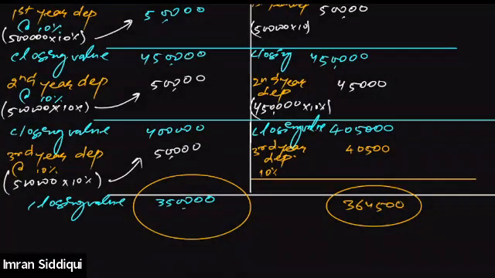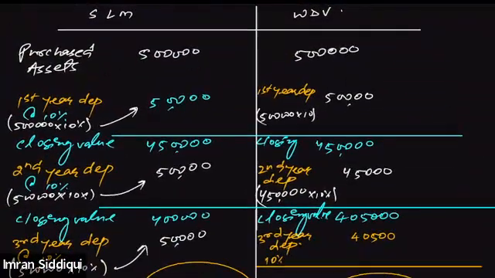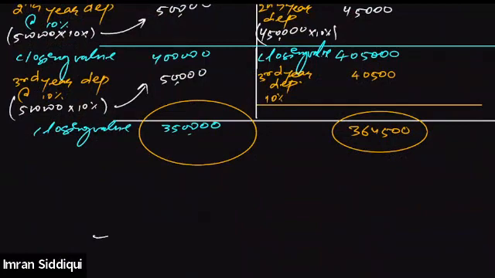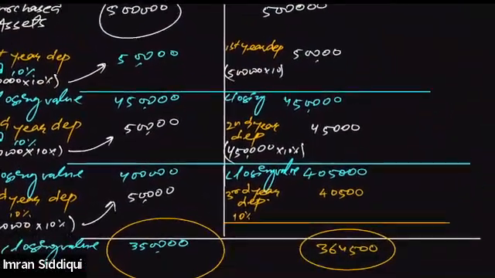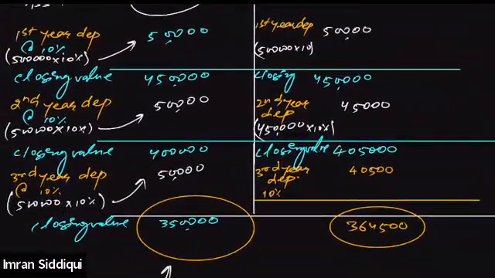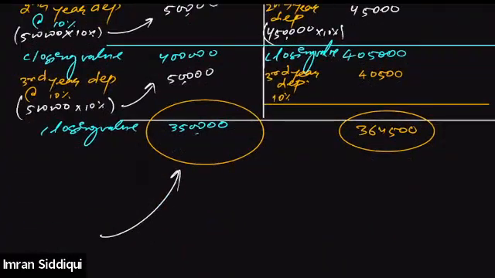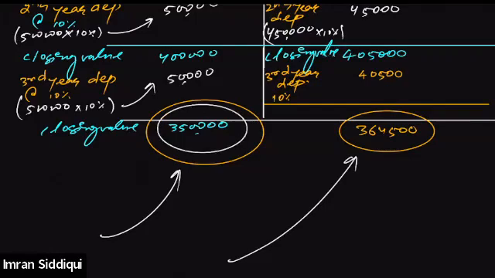Like in this case, assuming that we have purchased an asset costing 5 lakh, and if we apply the straight line method to calculate depreciation, in that case, at the end of the third year, book value of that asset will only remain 3,50,000. But if on the same asset, we apply the different method of calculating depreciation, then the closing value of the asset at the end of the third year will be different. We're able to identify the difference now. Like in case of the straight line method, we have got the closing value of 3,50,000, but in case of the written down value method, we have got 3,64,500.